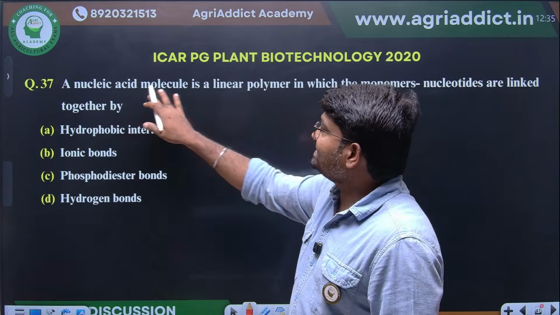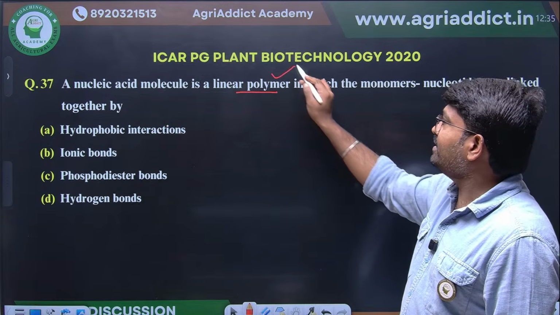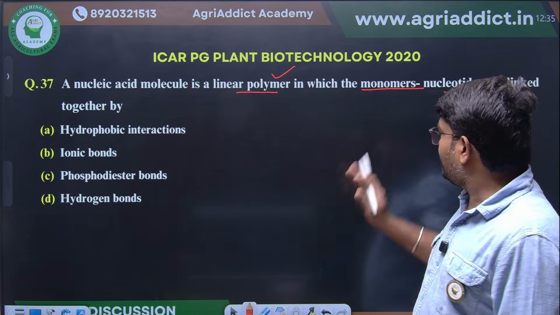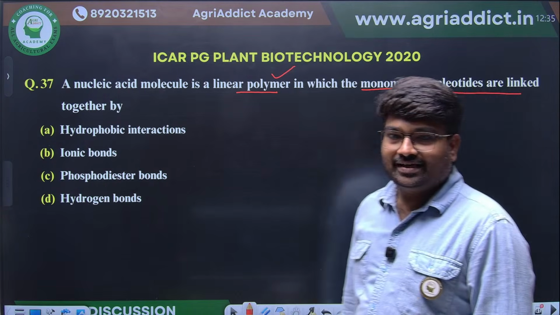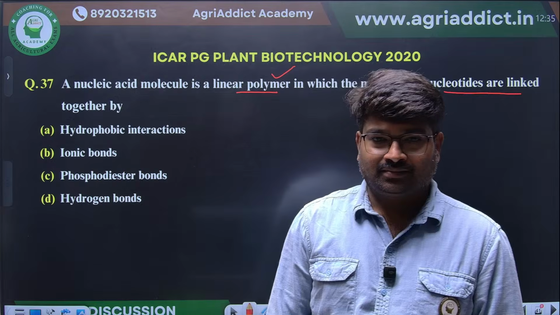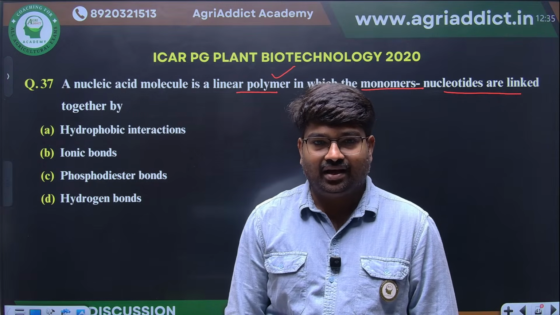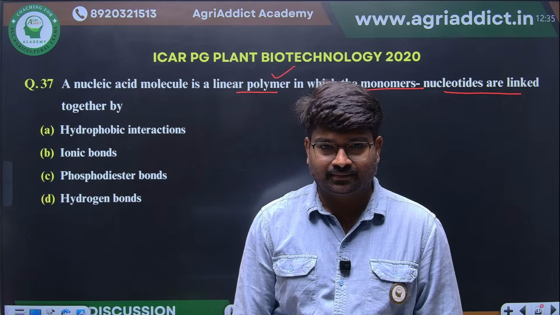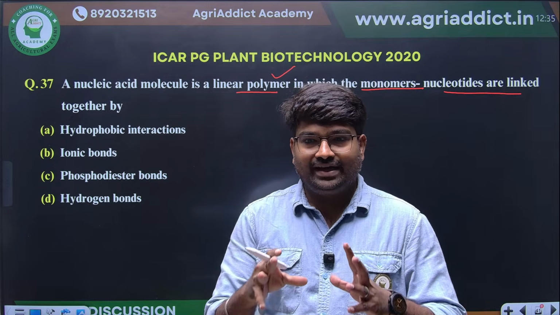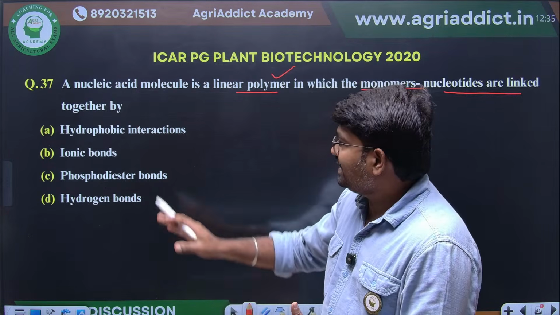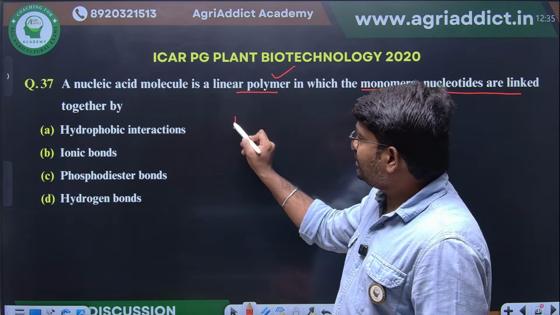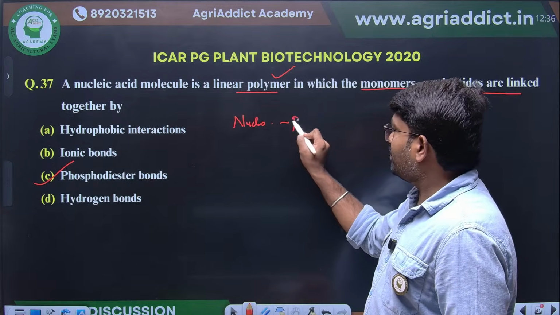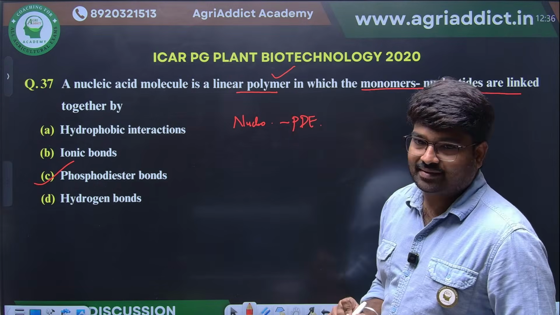And a nucleic acid molecule is a linear polymer in which the monomer nucleotides are linked together by which bond? Hydrophobic interaction, ionic bond, phosphodiester bond, or hydrogen bond? What will be the answer? In a nucleic acid molecule, I already told you the nucleotides will be linked together by phosphodiester bonds, PDE.